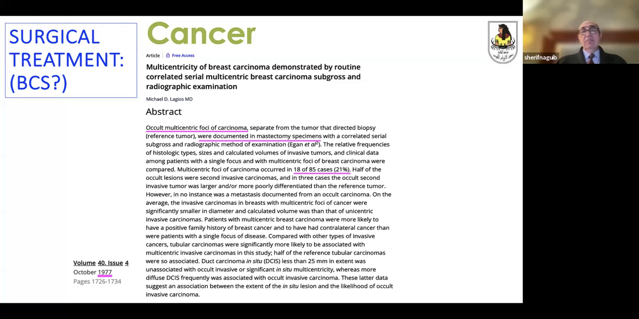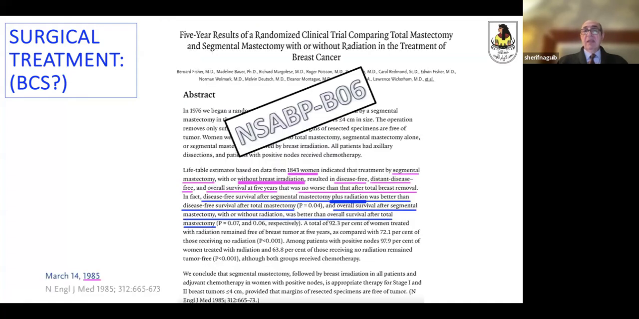Now, it all started by the finding in the 70s. As you see, this publication was in 1977, who found occult multicentric foci of carcinoma after serial sectioning of mastectomy specimens in up to 20% of the specimens of mastectomy specimens that they dissected. So meaning that multicentricity was found and was known since the 70s.